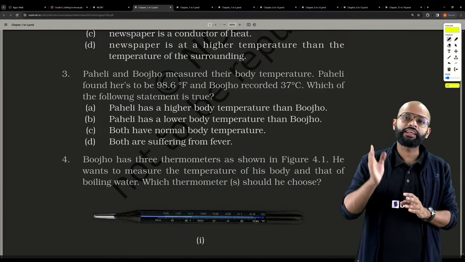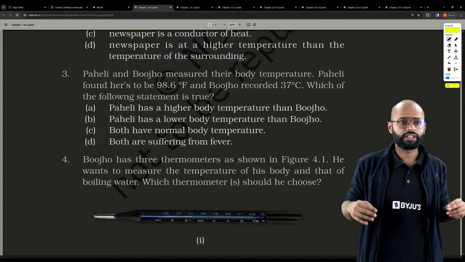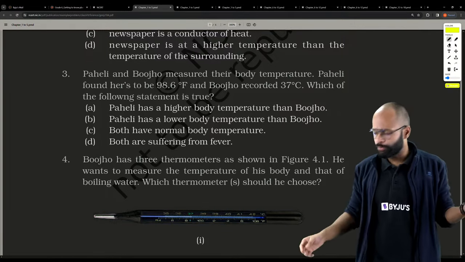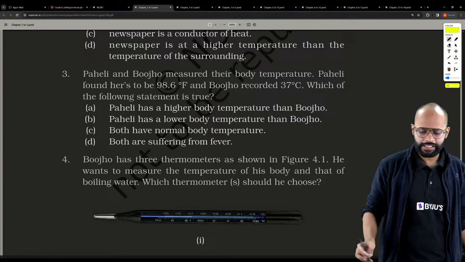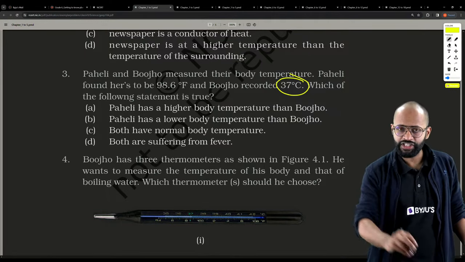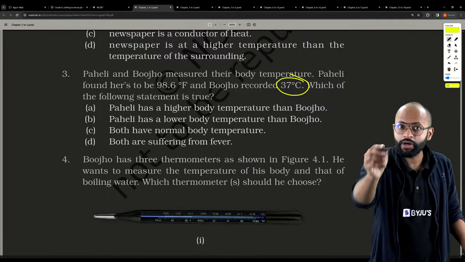Diminished and erect: erect means upright image, diminished means small image. Very good. Both have the same temperature, guys. 37 degrees Celsius is the value of normal body temperature.